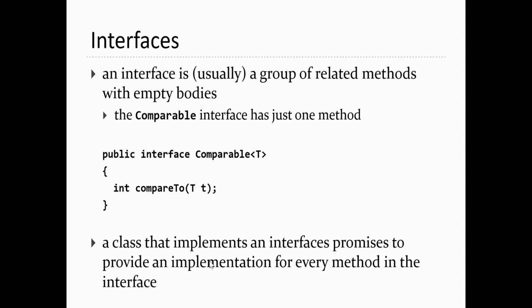A class that implements an interface promises to provide an implementation for every method that's in the interface. So any class that says it implements this Comparable interface is saying it has this method called compareTo. In an interface, all the methods are public by default. Because there's no access modifier here, in an interface you read that as being public.